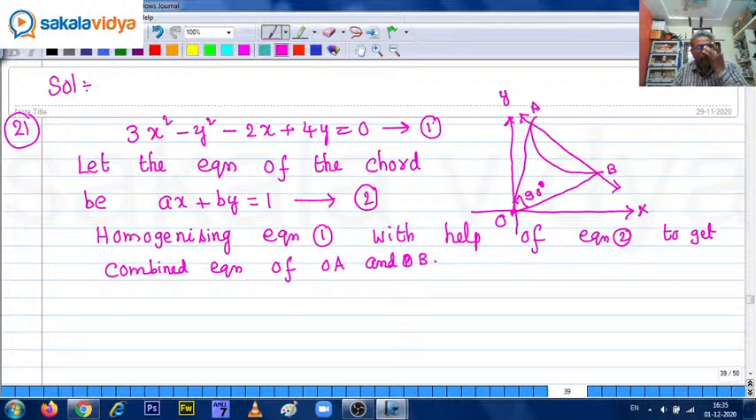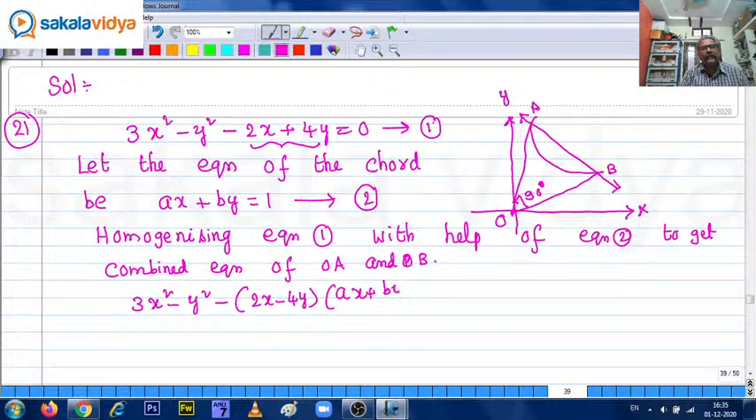So now this can be written like this: 3x square minus y square. Already second degree homogenized. This part needs to be homogenized. Take minus common. You have 2x minus 4y multiplied with 1. Instead of 1, write this value, ax plus by, equals to 0. So now actually this OA is perpendicular to OB. This OA OB represents perpendicular lines.